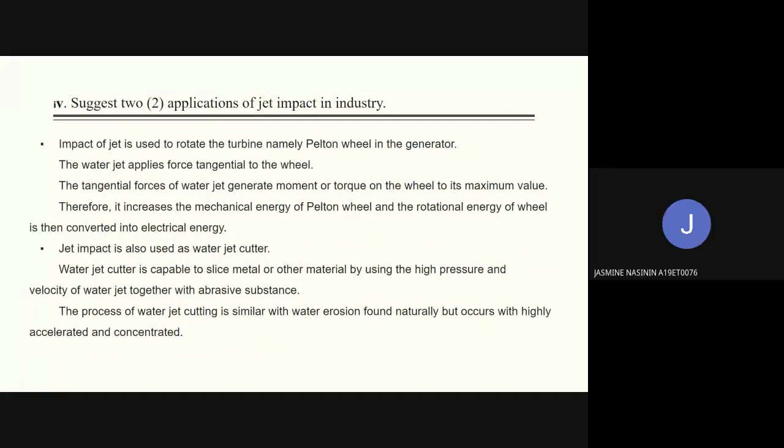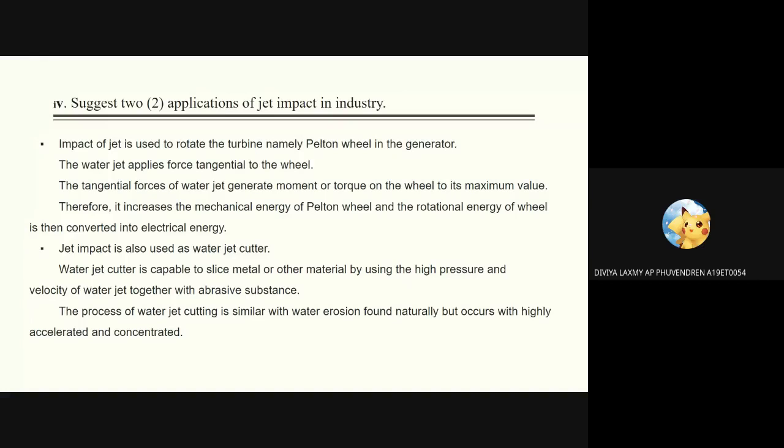Suggest applications of jet impact in industry. So the first one is the jet is used to rotate the turbine, namely the Pelton wheel in the generator. The water jet applies force tangentially to the wheel. The tangential force of the water jet generates moment or torque on the wheel to its maximum value. Therefore, it increases the mechanical energy of the Pelton wheel, and the rotational energy of the wheel is then converted to electrical energy.